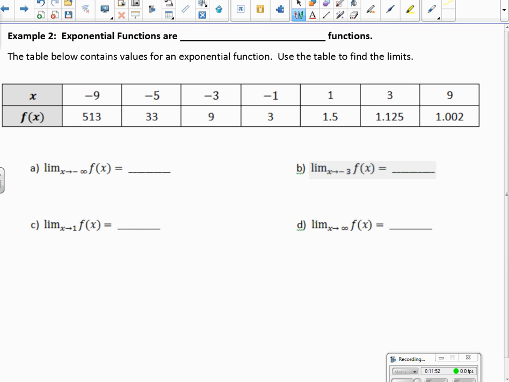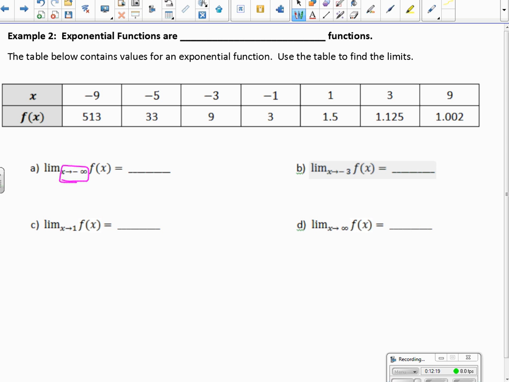All right, that was a lot of work. The table below contains a lot of values for an exponential function. Use the table to find the limits. And it looks like we're really high when we're at a negative value, and then it's coming down into 1 as we go to the right. So, what is the limit as x approaches negative infinity?